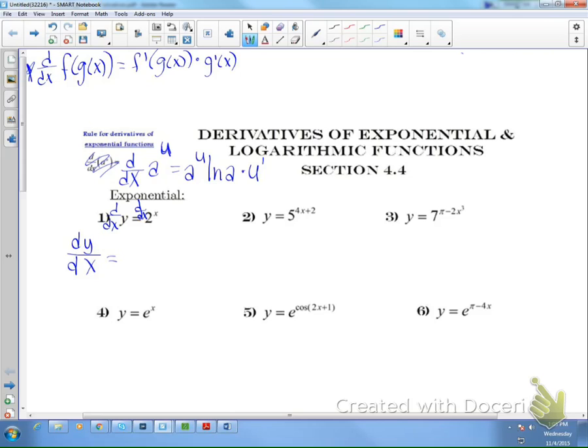Okay, so here, the derivative of 2 to the x is a numerical base raised to a function with a variable, right? So it's going to be the same thing, 2 to the x, times natural log of the base, so the base was 2, times u prime, or the derivative of the exponent. What's the derivative of the exponent? Just 1, right? So we don't really have to write a 1. We could just write 2 to the x natural log 2, and that would be the derivative. Does that make sense?